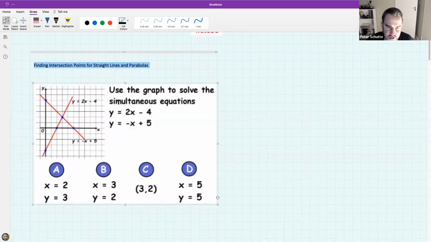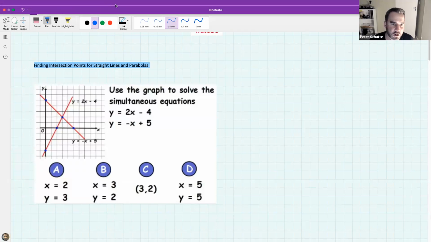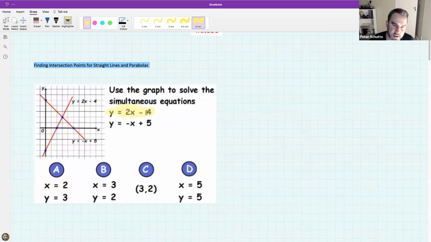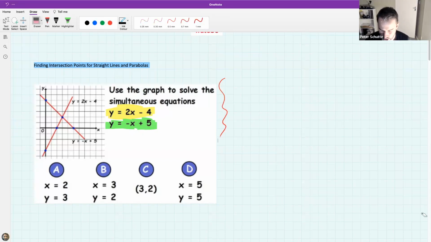So here's your question. Use the graph to solve the simultaneous equations y equals 2x minus 4 and y equals minus x plus 5. So you have to use the graph to help you find the simultaneous solution, or others say the intersection point generated by these two. So over to you guys. What do you think it's going to be?